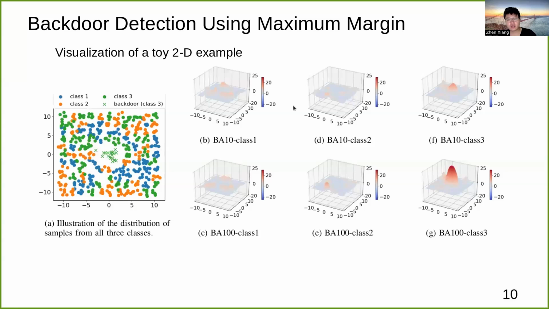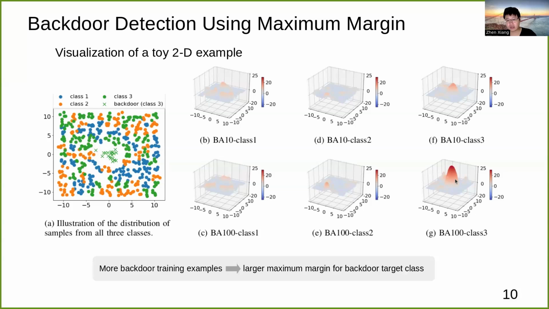Now, if we increase the number of samples used for backdoor poisoning, we will have an even larger max margin for class 3. So this tells us more backdoor training examples will lead to a larger max margin for the backdoor target class. And usually in practice, the attacker would like the attack to be successful. So it's very natural to insert a lot of backdoor training examples to ensure the success of the attack. And this will make the attack easier to detect.